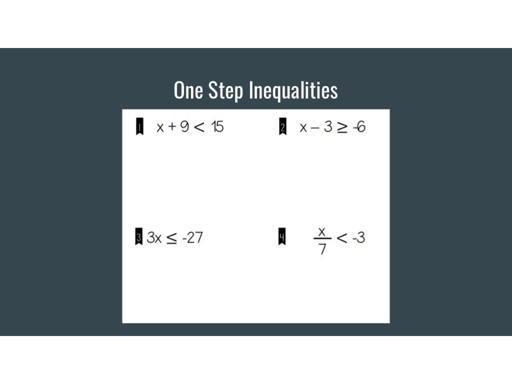So in example 1, I'm going to subtract 9 from both sides. I leave the inequality symbol the same because I'm not dividing or multiplying by a negative number. And looking at example 3, I'm dividing by 3. Again, that's a positive number, so I'm going to leave my sign the same.